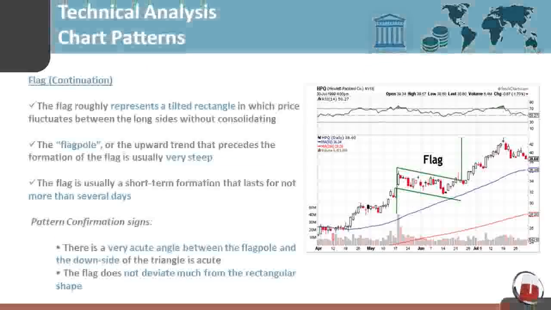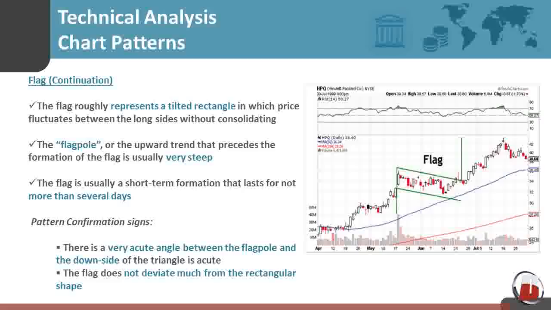Flag. Continuation. The flag roughly represents a tilted rectangle in which price fluctuates between the long sides without consolidating. The flagpole, or the upward trend that precedes the formation of the flag, is usually very steep. The flag is usually a short-term formation that lasts for not more than several days.